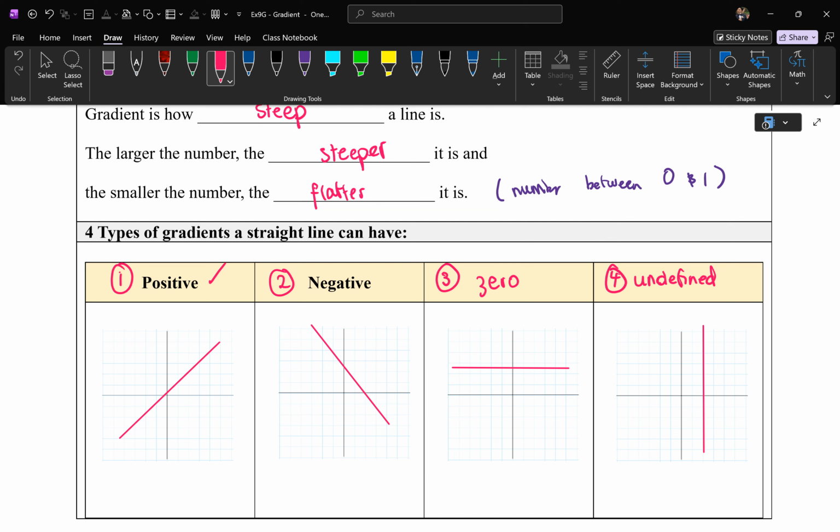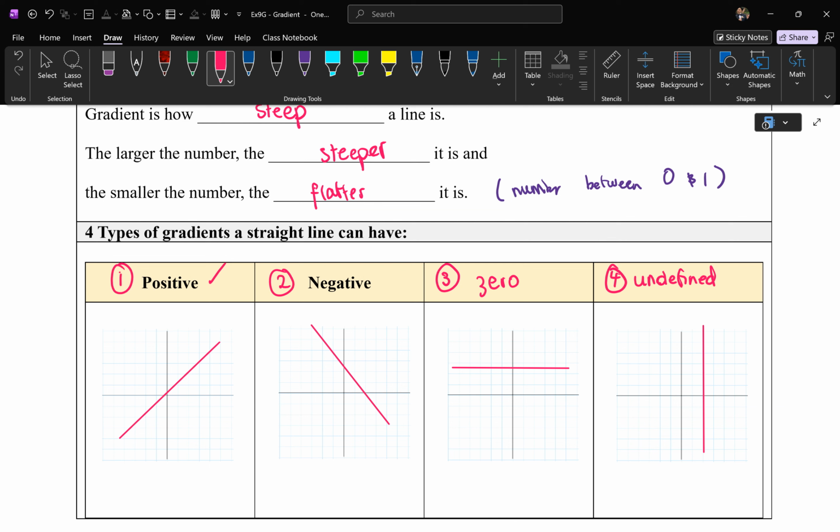And the way I like to explain it is going up a hill. So from left to right, if you're going up, it's positive. From left to right, if you're going down the hill, it's negative. From left to right, if it's flat, zero effort, zero needed effort. And then undefined is an impossible line. Can't go up that hill. It's impossible. It's a wall, unless you're Spider-Man.